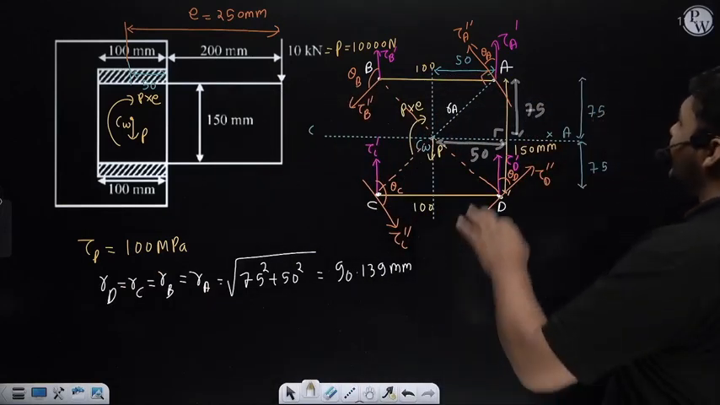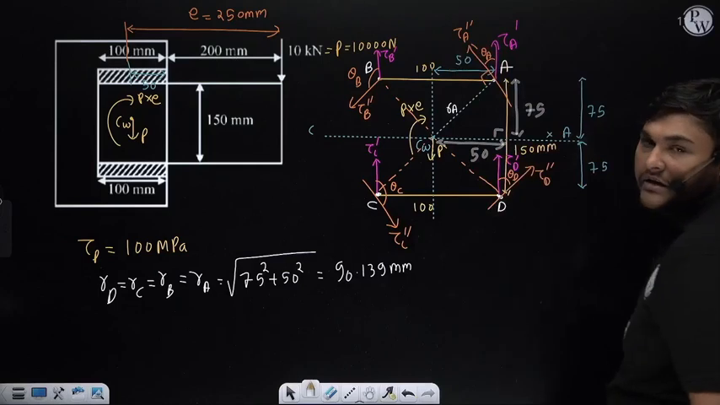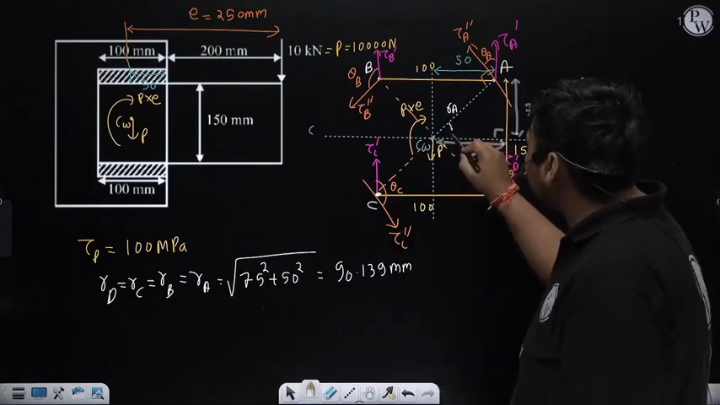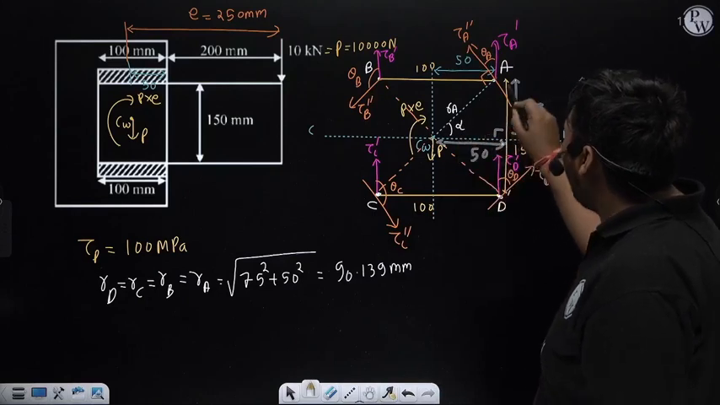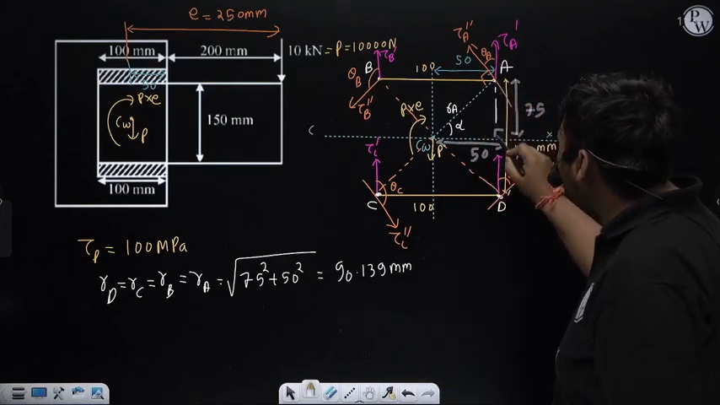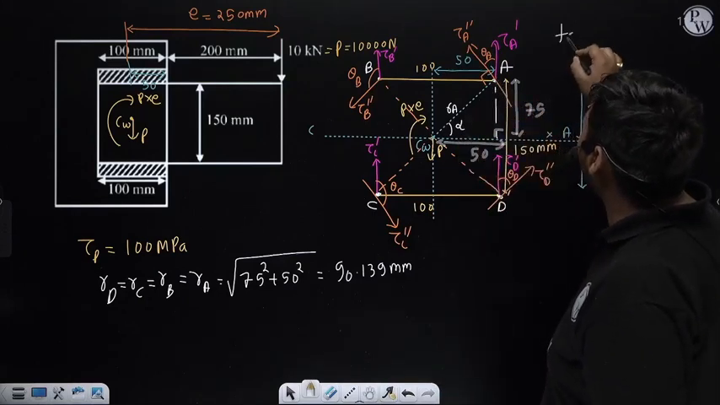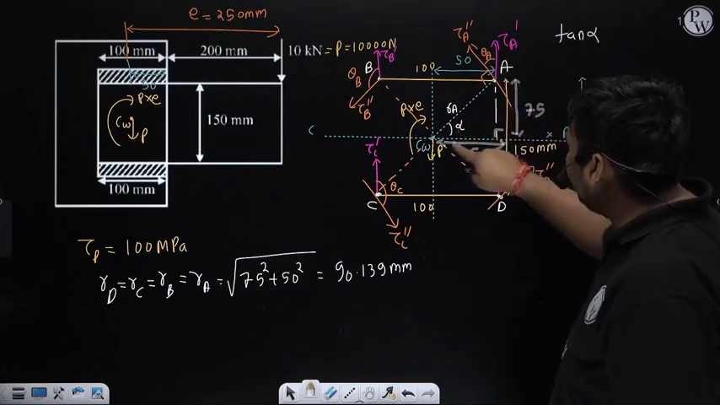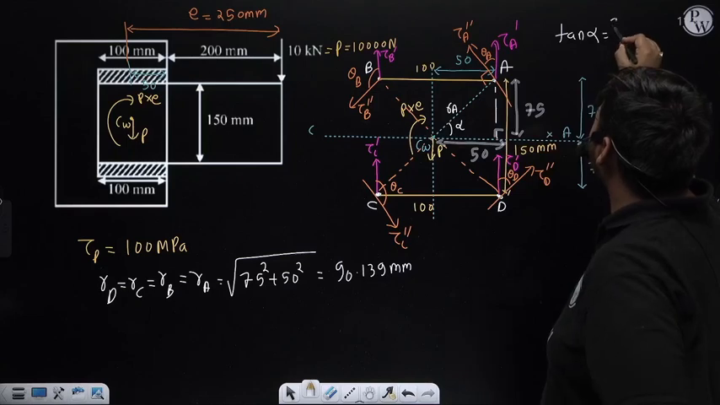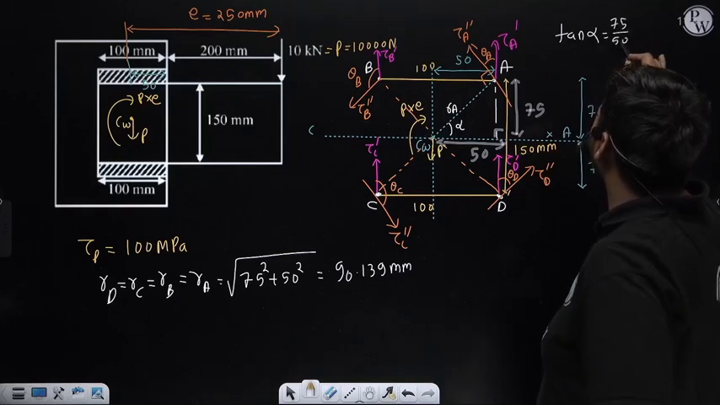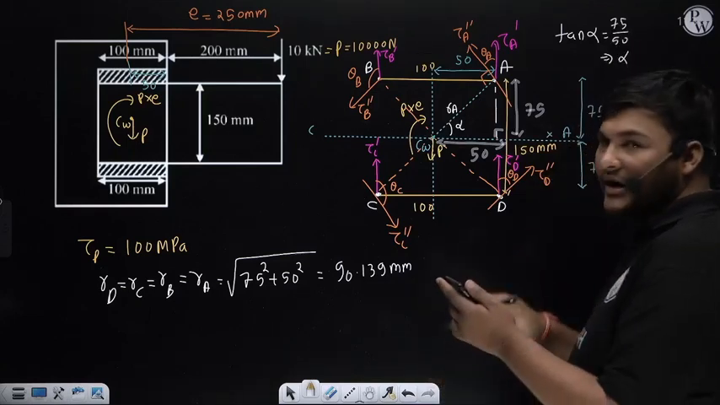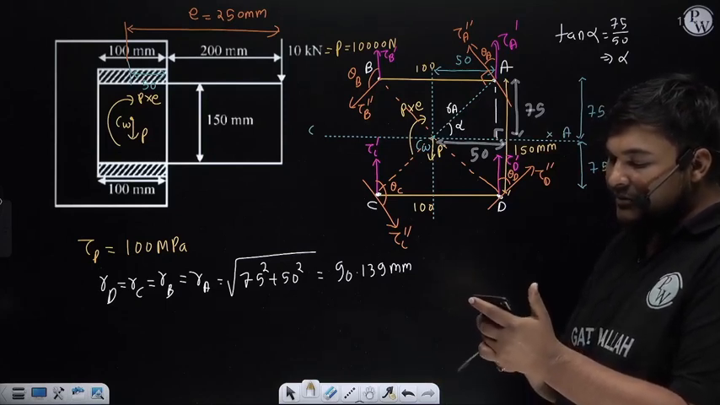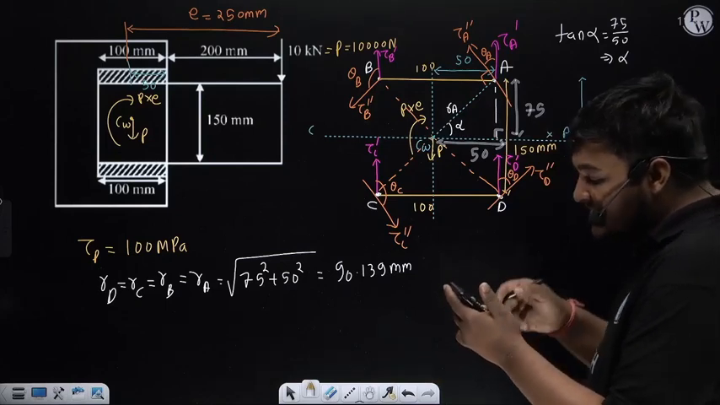Now the vector angle, that is theta, is less than 90 degrees. But how much will its value be? For that, first calculate this angle. Suppose I am denoting this angle as alpha. In this triangle, tan alpha will be perpendicular upon base. Perpendicular is 75 and base is 50, so tan alpha is 75 divided by 50. From this, alpha is tan inverse of 75 divided by 50, which is 56.31 degrees.